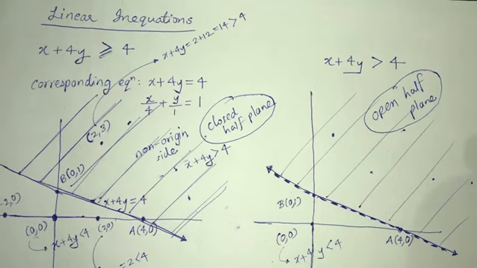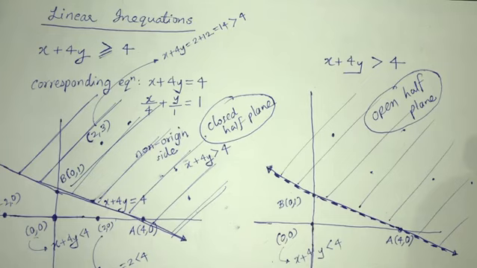A straight line divides the plane into two parts. So you have two half planes, one containing the origin, the other not containing the origin. If the origin satisfies the inequality, then you say the solution is the half plane containing the origin side. If the origin does not satisfy the inequality, then none of the points on the origin side will satisfy the inequality, and in that case you say the solution is the non-origin side.